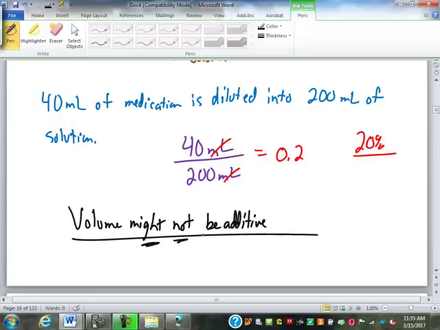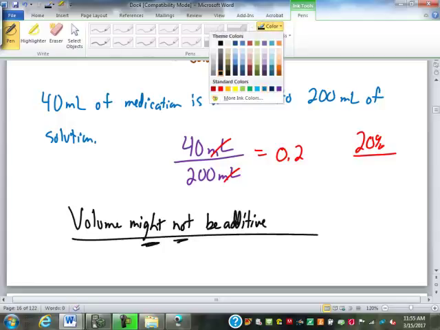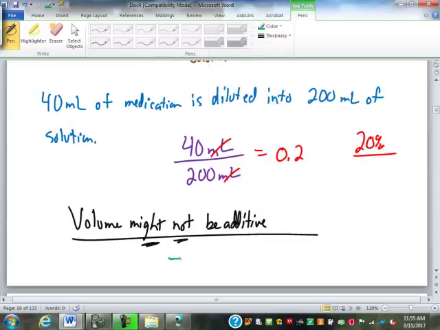So the "might" is the key word there. Generally, a volume and volume solution is used if we are combining two liquids. And when we're combining two liquids, it's more likely to be additive than if we're doing a powder into a liquid. But there are still possibilities, like rubbing alcohol in water.